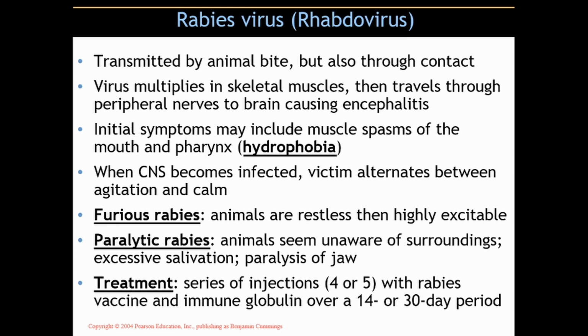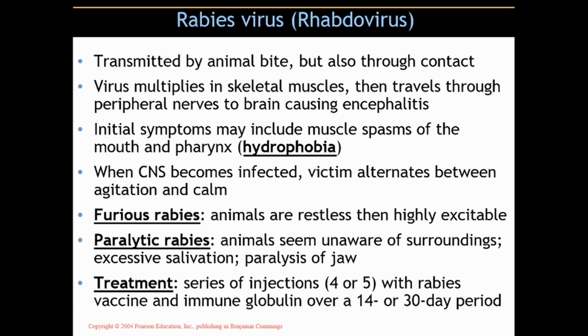So here we're going to talk about the rabies virus, or more technically a Rhabdovirus, transmitted by animal bite, but also through contact. That's rare, though. Animal bite is, of course, the primary way that this virus gets transmitted. It multiplies in skeletal muscles. So say you've got this rabid raccoon and it bites you down in your calf area. In the muscles around there, that's where the virus is going to multiply. It travels through the peripheral nerves, up the leg, and then eventually into the cord to the brain, causing encephalitis. And it's fatal encephalitis. Without treatment, it's 100% fatal.